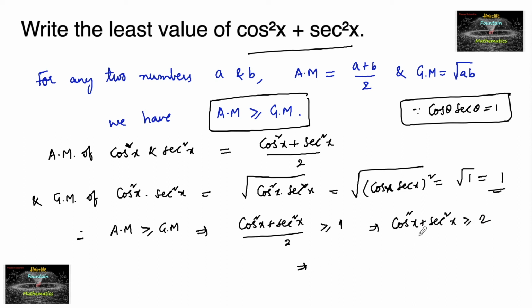So we can consider that the minimum value or the least value of cos square x plus secant square x is clearly 2. This is the minimum value. Okay. Thank you.